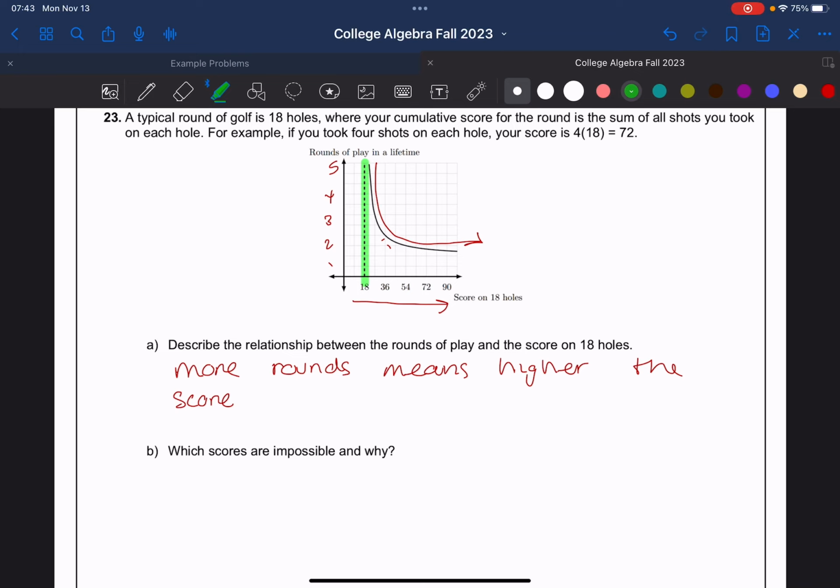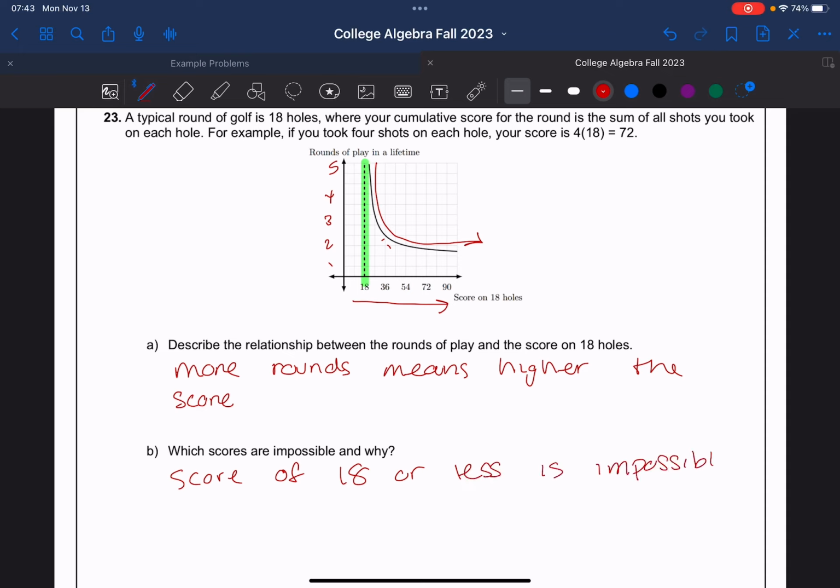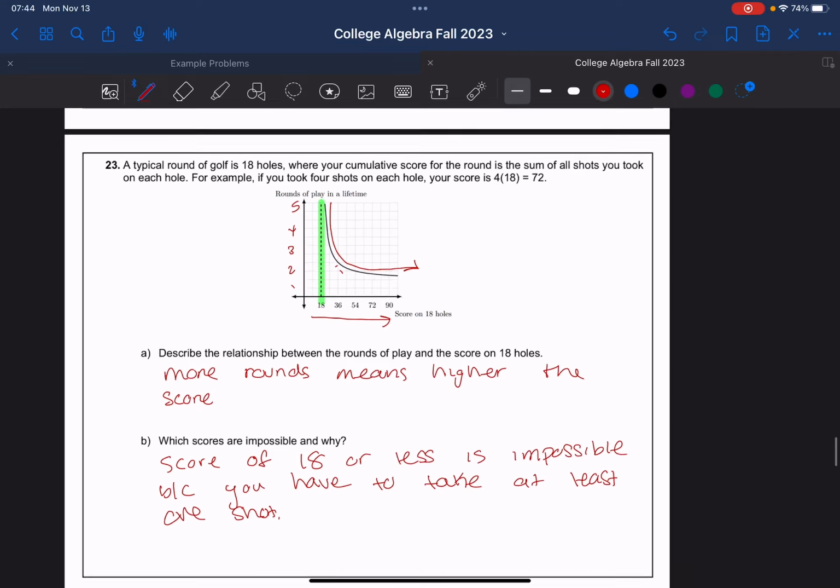Okay, so a score of 18 or less is impossible because you have to take at least one shot. Okay. And then that's it.